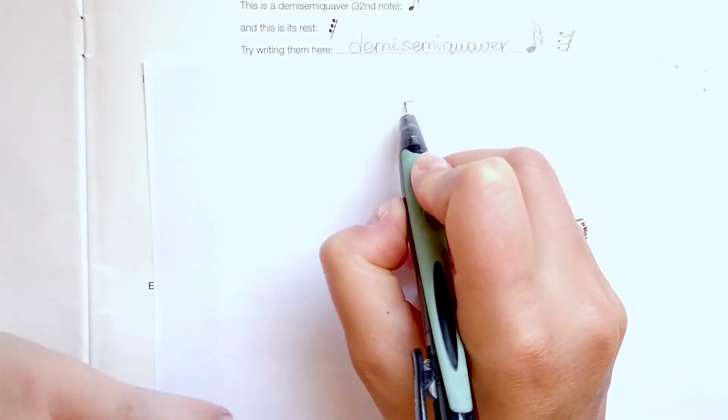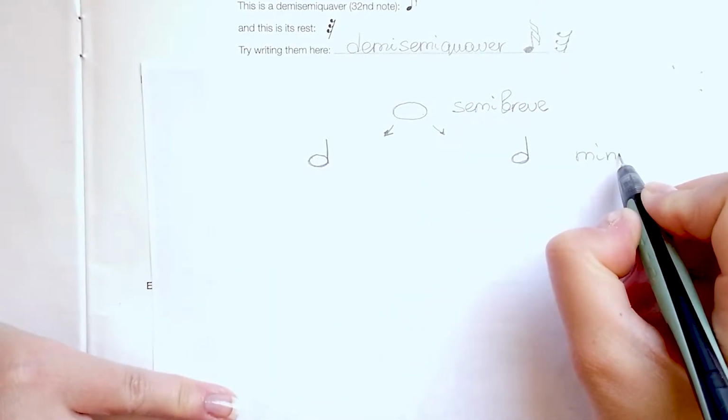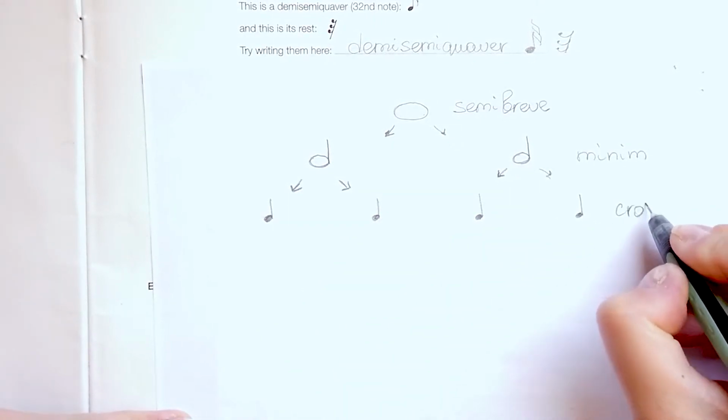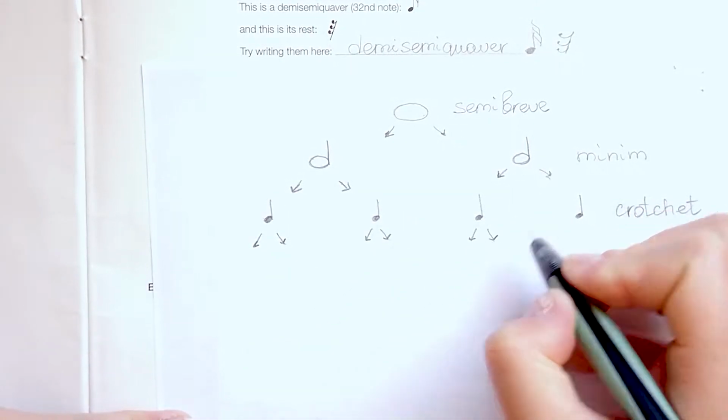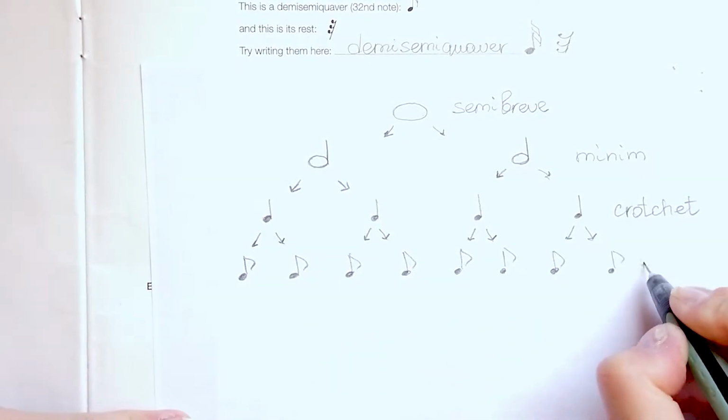So first, repeat. We have the semibreve. The semibreve is the biggest note. It's subdivided into two minims. Each minim is subdivided into two crotchets. Each crotchet we subdivide into two quavers. In this case, we have 8 quavers in the semibreve.